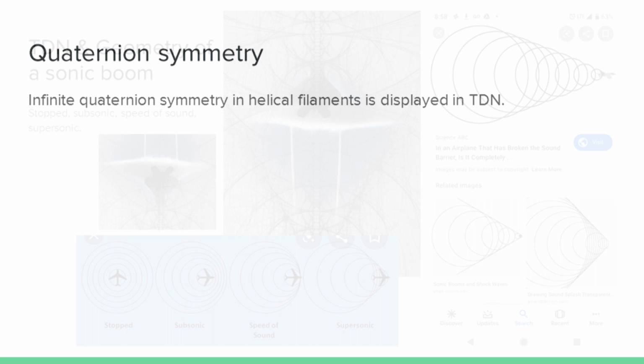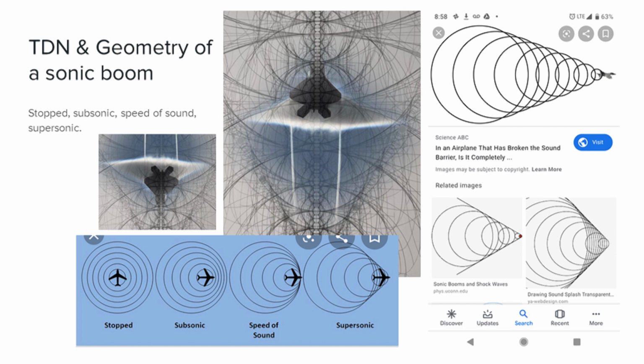The Dougherty network and the geometry of a sonic boom. You can see down here at the bottom, there is a stopped plane, a subsonic plane, speed of sound, and supersonic. You can see that geometry is progressive geometry. That's geometric progression. That's what creates a sonic boom, and that's the geometry of the boom. Maybe even the womb. Maybe even this room.